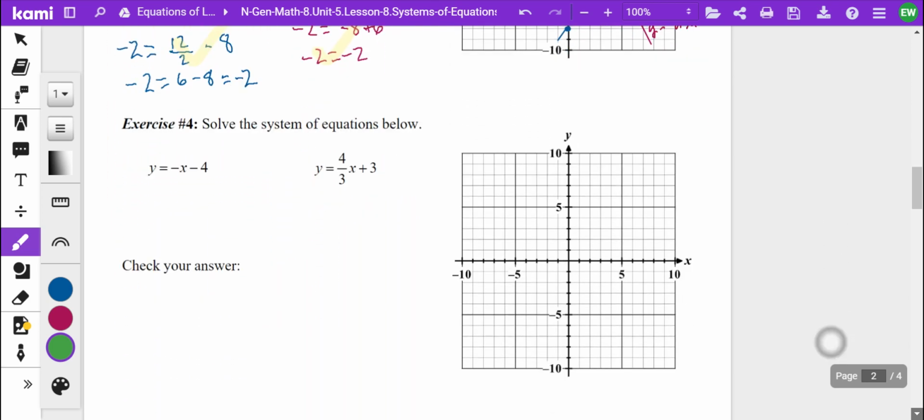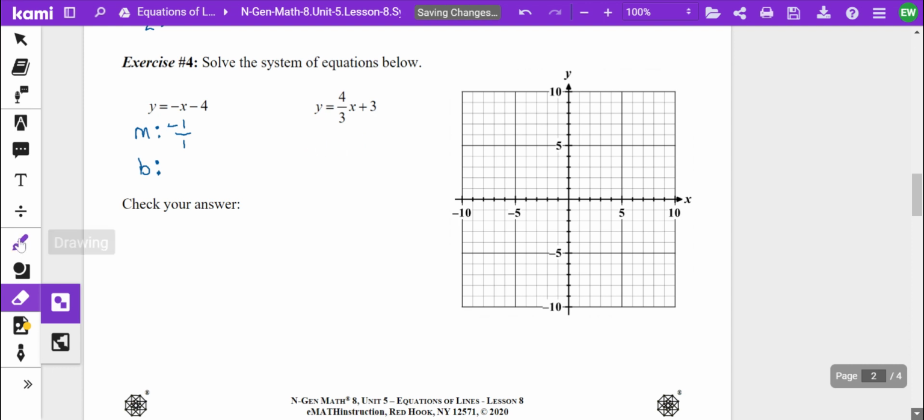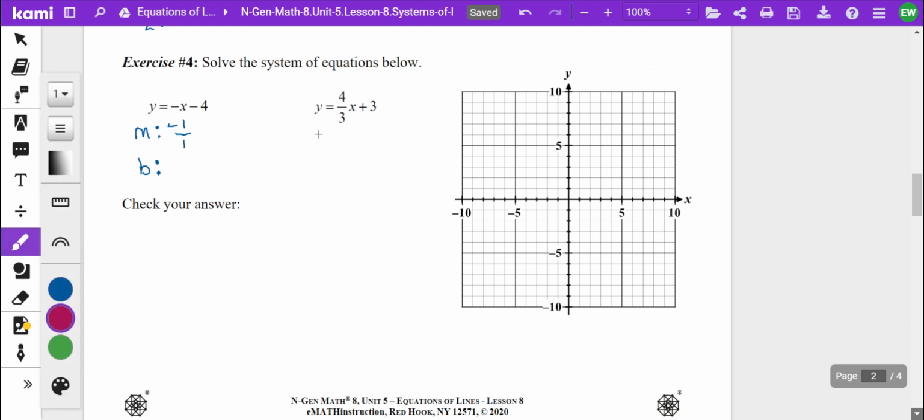Exercise 4. So again, you should probably do your slope and y-intercept first. Remembering that this first slope, that negative x, I'm just going to give you guys this one because I want you practicing graphing, is negative 1 over 1. So find your slope and y-intercept first of these, and then graph them. Find your intersection point and check your answer mathematically. Okay, so I'm going to pause the video.